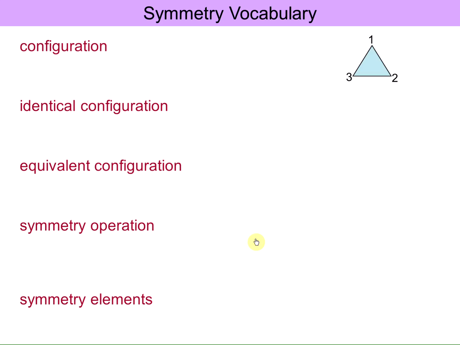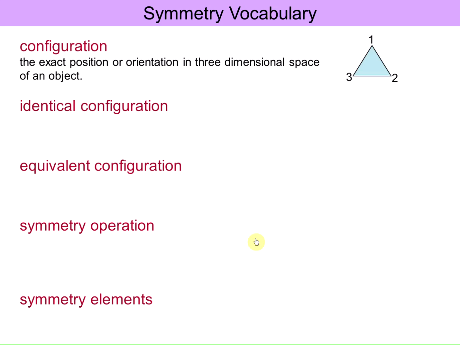First of all, the configuration. That's the exact position or orientation in 3-dimensional space of an object. So at the right here, I have a blue triangle. And I just put numbers out to the sides of the corners, just so that gives me an idea of some orientation of where each of the corners on the triangle are.